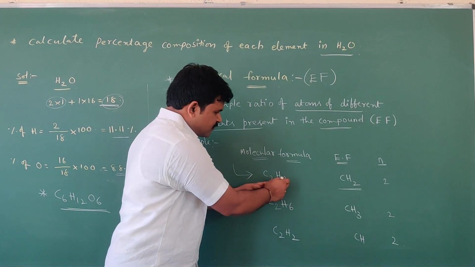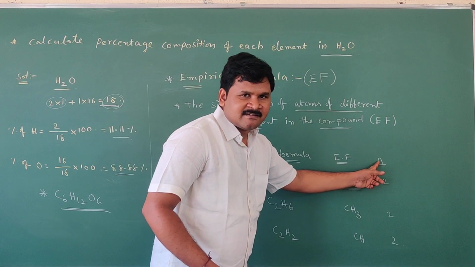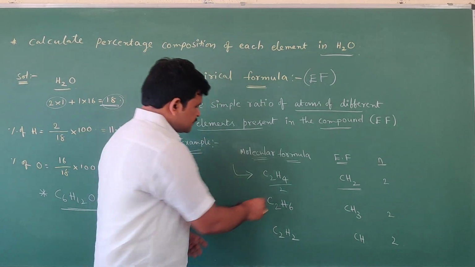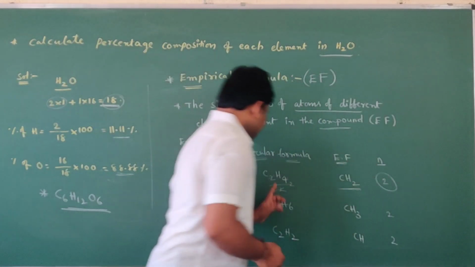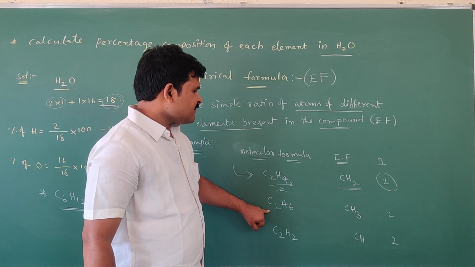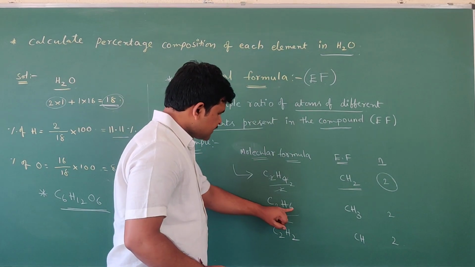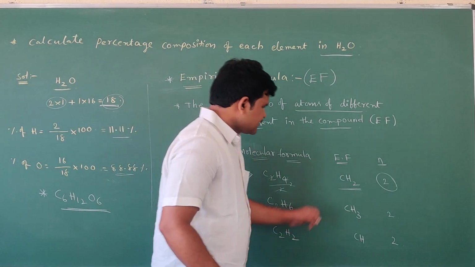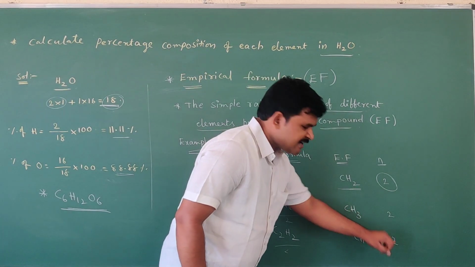So this 2 and 4 both we can divide by using the n factor, that is n factor 2. So by dividing with 2, 2 by 2 is 1, 4 by 2 is 2, you will get CH2. So that's why the n factor for C2H4 is 2. Similarly, if you take C2H6, what is the empirical formula for C2H6? CH3. Why? Divide with 2, 2 by 2 is 1, 6 by 2 is 3, CH3, and the n value is 2. Similarly, for C2H2, what is the empirical formula? CH. Divide with 2, you will get CH. The n factor is 2.